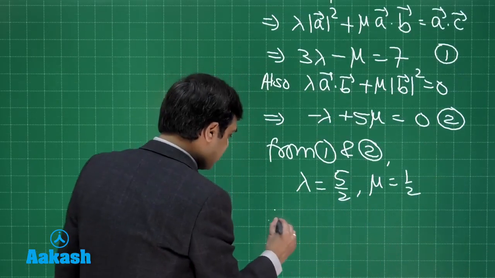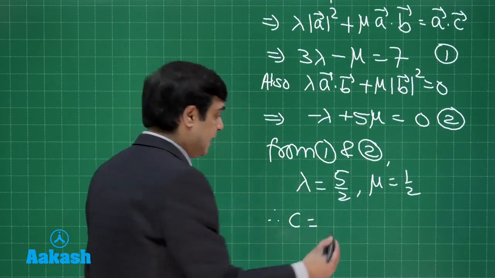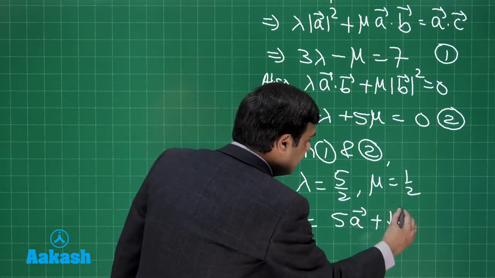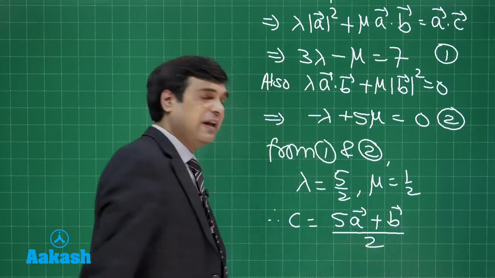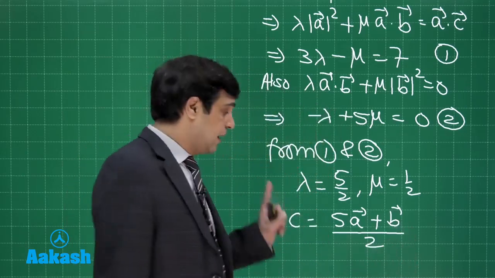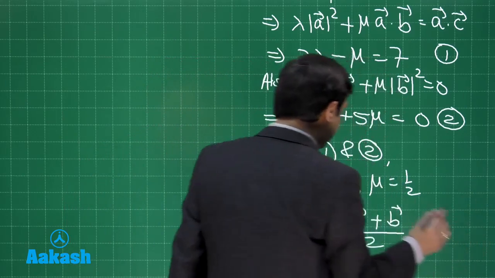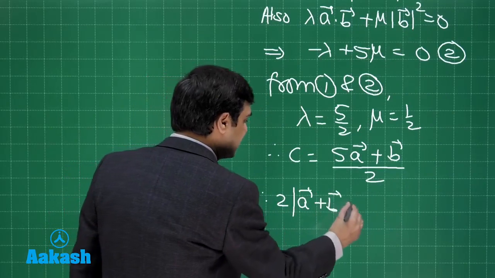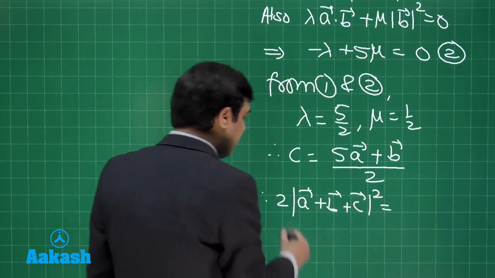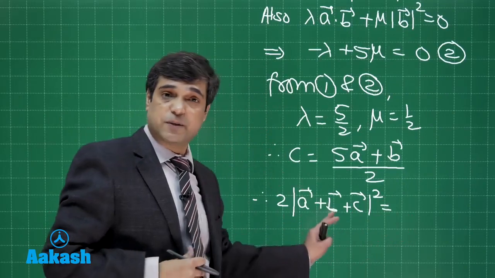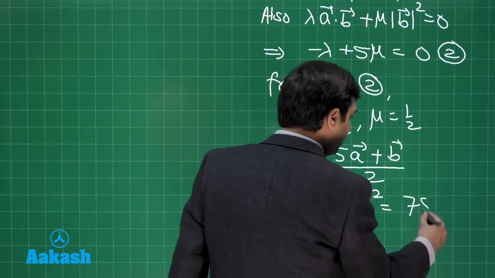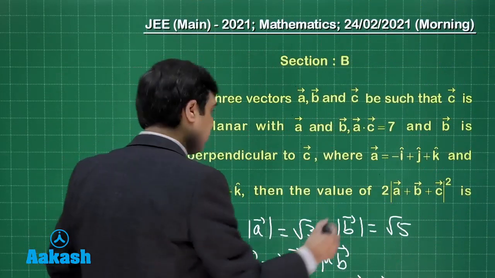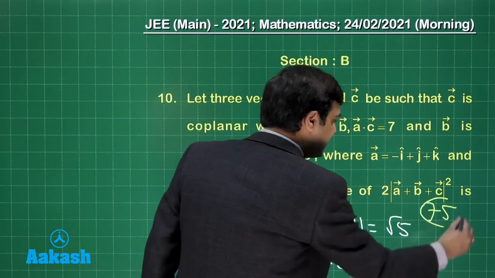So, c vector is lambda a vector, that is 5a vector, plus mu, that is simply b vector, divided by 2. Put a vector and b vector to get c vector also. From there you can get mod c. So, finally what we are looking for, 2 times mod (a plus b plus c) whole square, which on expanding is just mod a square plus mod b square and so on. Just put every value and get the answer as 75. I'm sure this question is also clear. So let's write down the final result: 75.